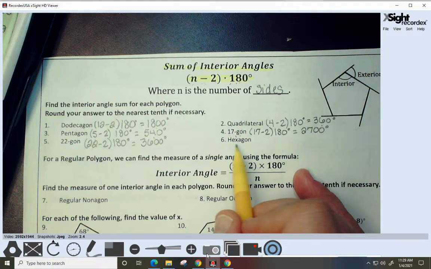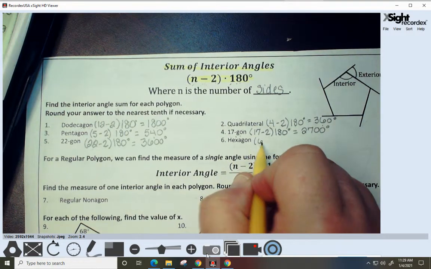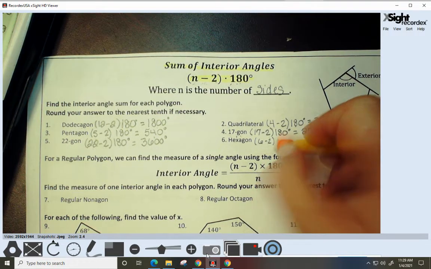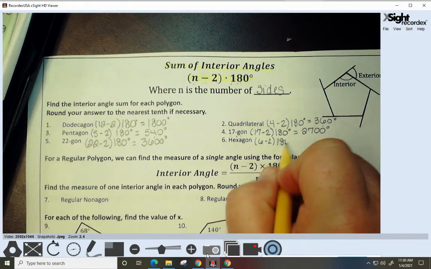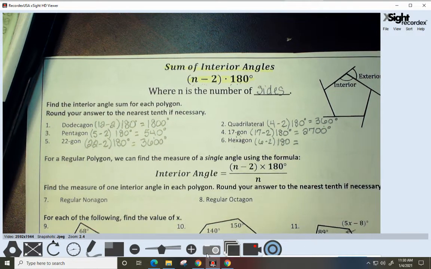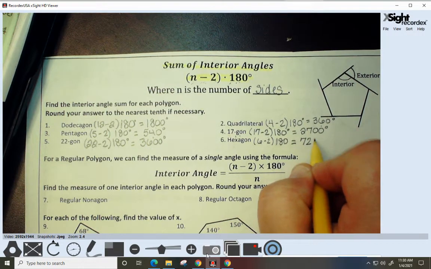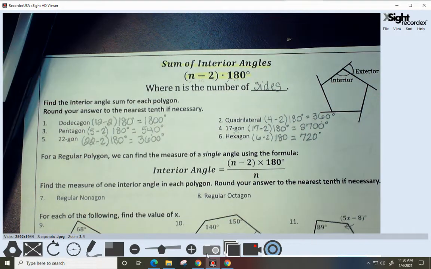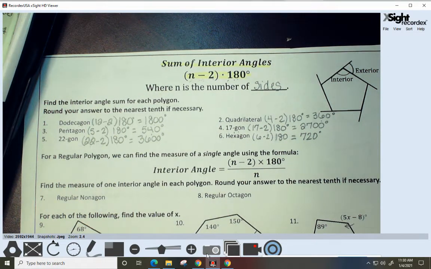And for a hexagon, that is 6 sides. Take away 2, times 180 degrees, so that's going to be 720 degrees for those. What we just got through doing was the sum of all interior angles. They could all be the same, they could all be different, but they have to add up to that magical number that we found.